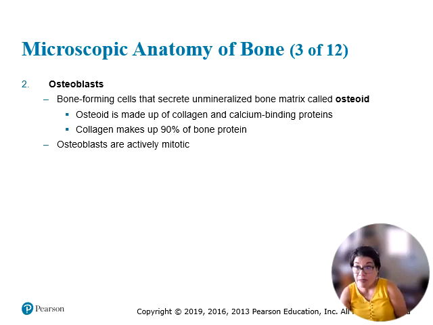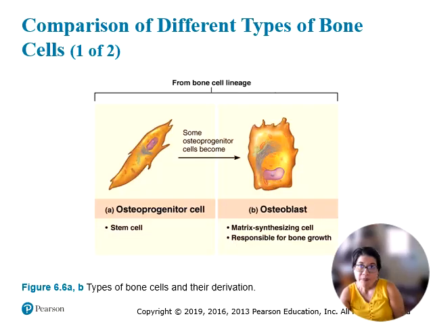Osteoblasts are bone forming. They take calcium out of your blood, and so they bind up calcium from your blood. And then osteoclasts are going to be the opposite. They're going to release calcium into your blood. Okay, so osteoprogenitor cell, osteoblast, they can become that, or they can just stay as a stem cell.